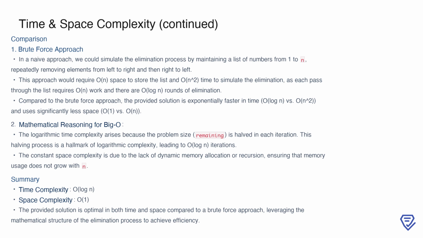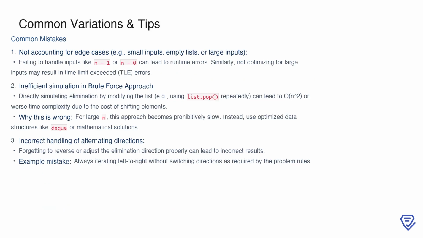When tackling this problem, one of the most common mistakes is neglecting edge cases. For instance, scenarios where the input size is extremely small, such as n equals 1 or n equals 0, can easily lead to runtime errors if not handled properly.